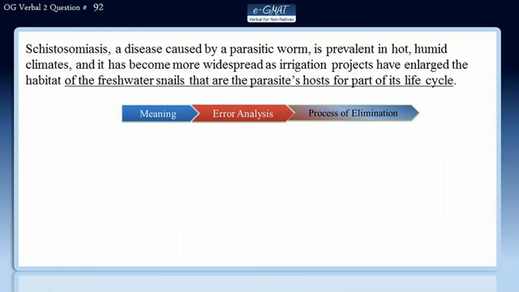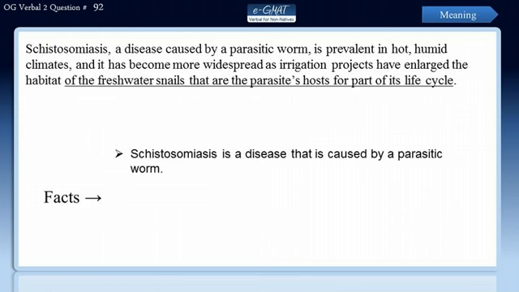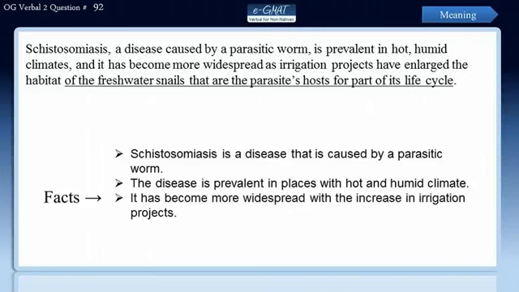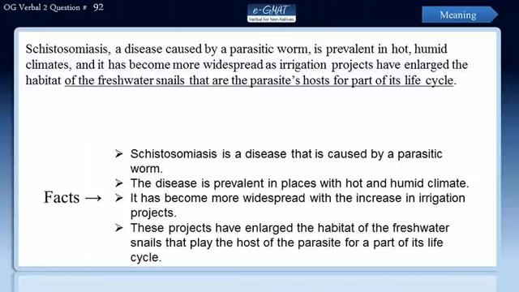This sentence presents a few facts. It says that schistosomiasis is a disease that is caused by a parasitic worm. The disease is prevalent in places with hot and humid climate. It has become more widespread with the increase in irrigation projects, as these irrigation projects have enlarged the habitat of the freshwater snails that play the host of the parasite for a part of its life cycle.